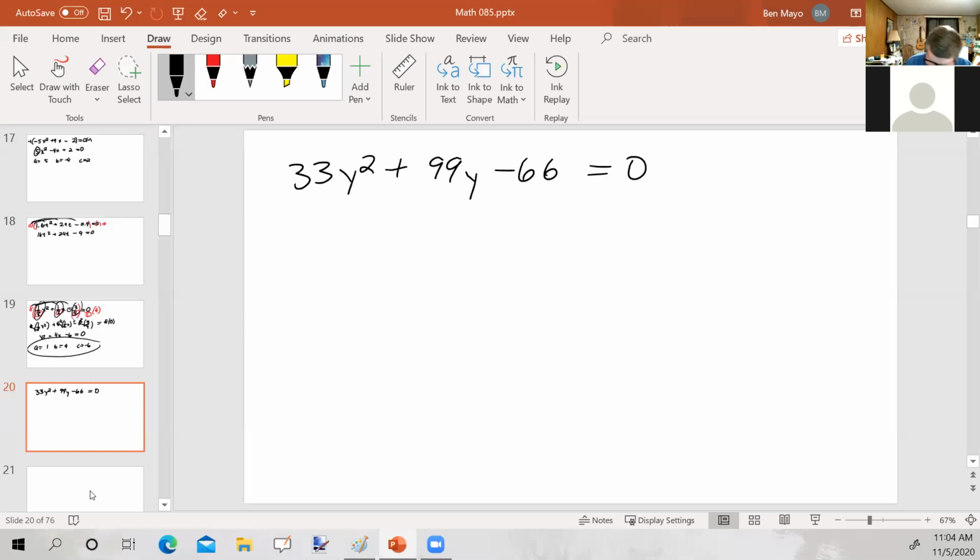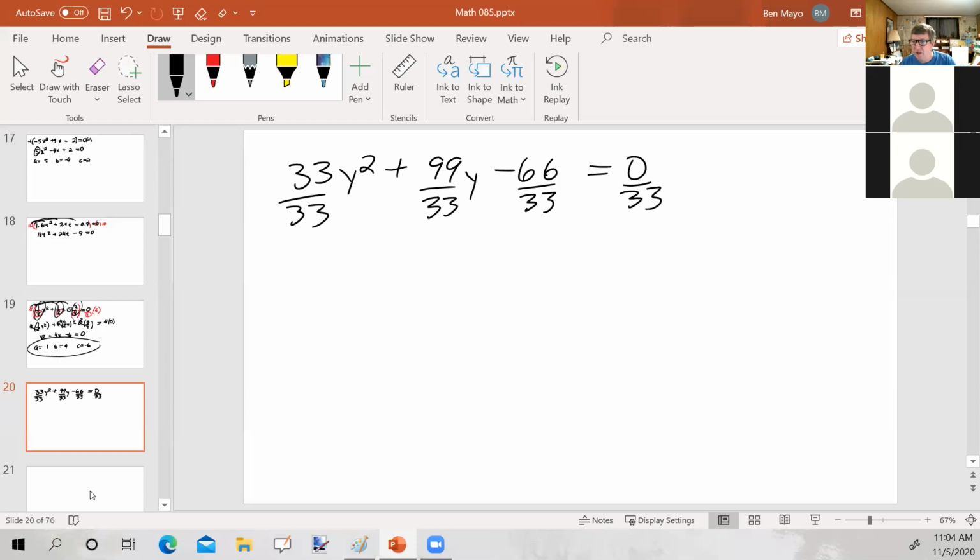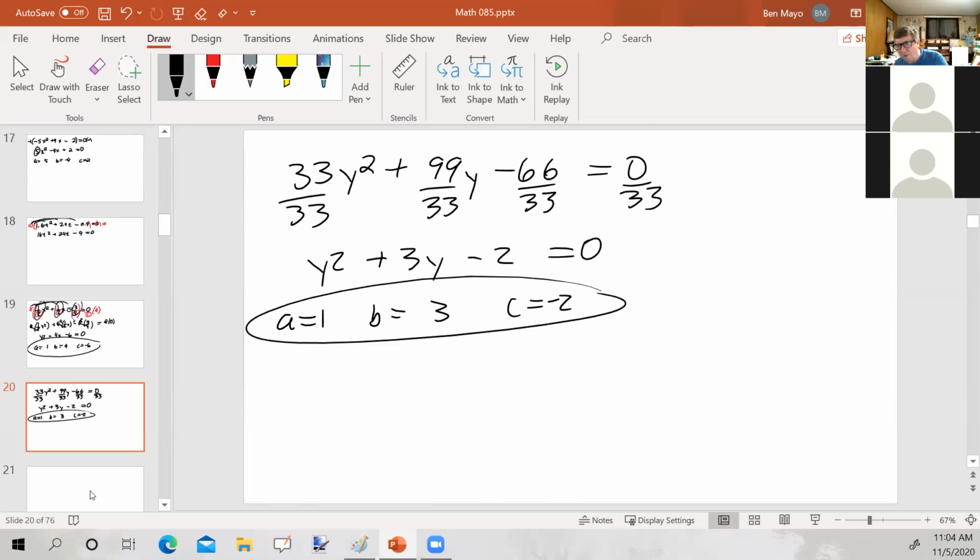33. 33, good. So what if we divide each term on both sides of the equation by 33? We'd get y squared plus 3y minus 2 equals 0. So now A is 1, B is 3, C is negative 2. We can go to the quadratic formula, nicer, smaller numbers, okay? It doesn't always turn out there's something we can reduce out, but if there is, it's probably going to be easier to reduce that out first.